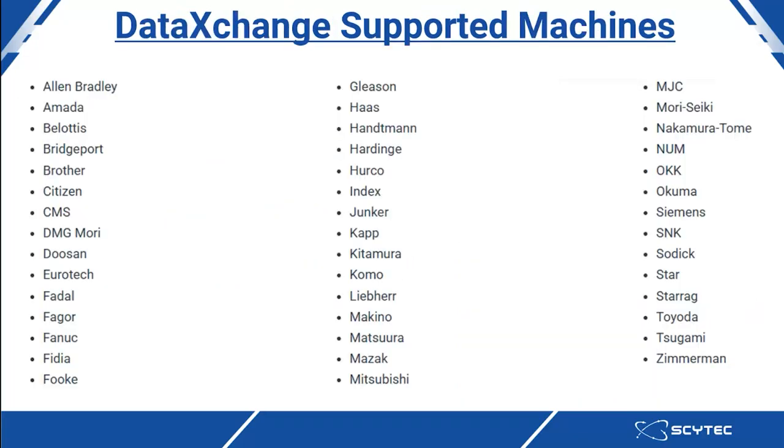Also on that web page, you also can see a long list of supported machines, and this is not beholden to anything that you're looking at right now. Once again, DataXchange can connect to just about anything via these protocols or the hardware SRC that I mentioned earlier. But you can see a long list of the supported machines that DataXchange can pull information off of, including Allen Bradley PLCs, Citizen machines, more expensive machines like DMG Mori and Doosans, as well as things like Fadals, Fagor, FANUC controls, Haas machines, Hurcos, Kitamuras, Makinos, Mazaks, Mitsubishis, Okuma, Siemens, Sodick, and more.